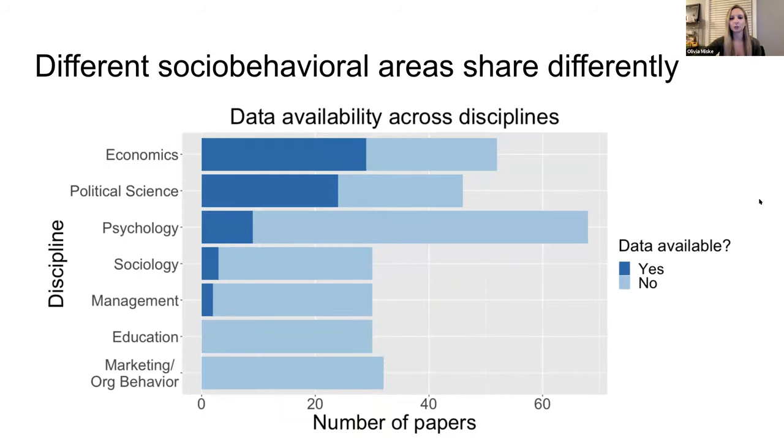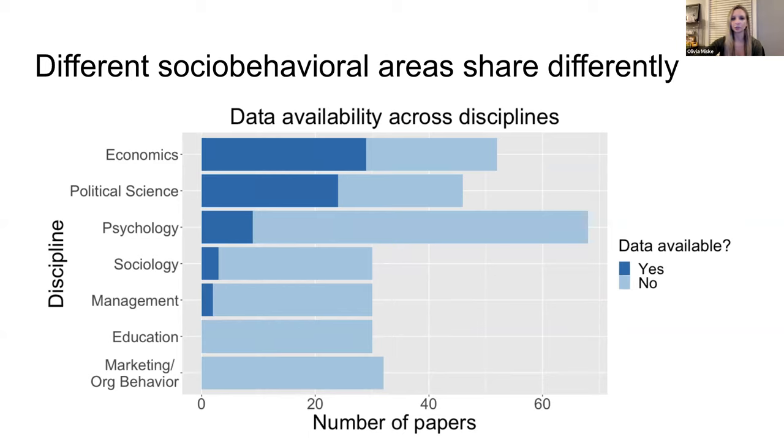Next slide. And so what we see so far within our sample is that there's differences between different socio-behavioral disciplines in how frequently they share their data, as shown here. And again, keep in mind, this is just showing some preliminary trends as this is still an ongoing process and we haven't assessed all of the papers in our sample yet.